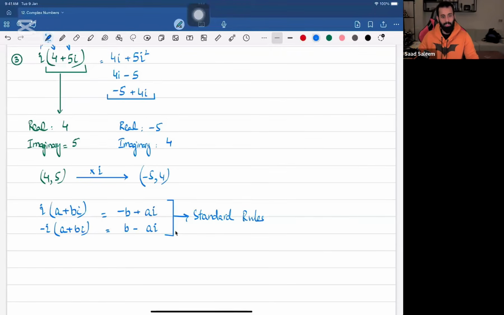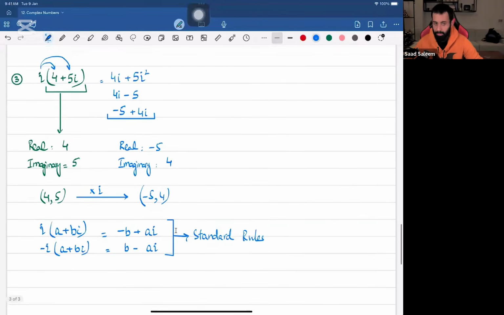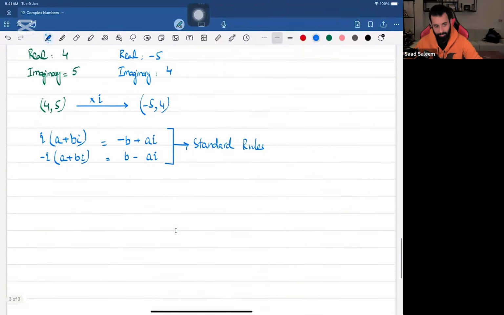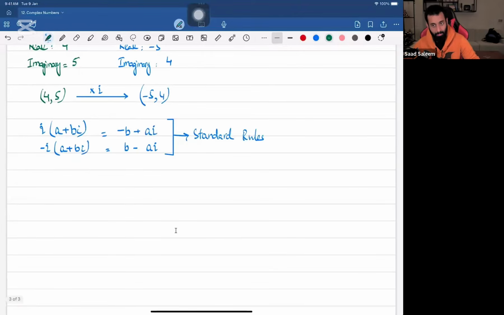Now, any questions so far? If yes, feel free to ask. If not, then we're going to do something called conjugate, and with the help of that, we're going to do division as well. Okay, great.